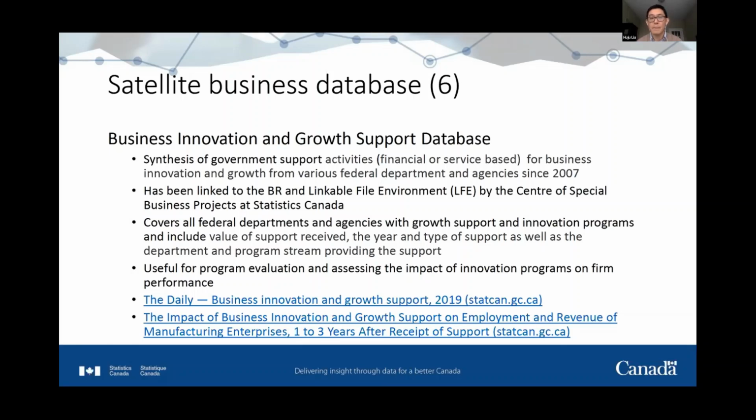which program. Again, this is useful for program evaluation and also for assessing the impact of the innovation programs on business growth and performance. Here we also briefly introduce the database, and there is also an article examining the impact of this program on manufacturing firms.